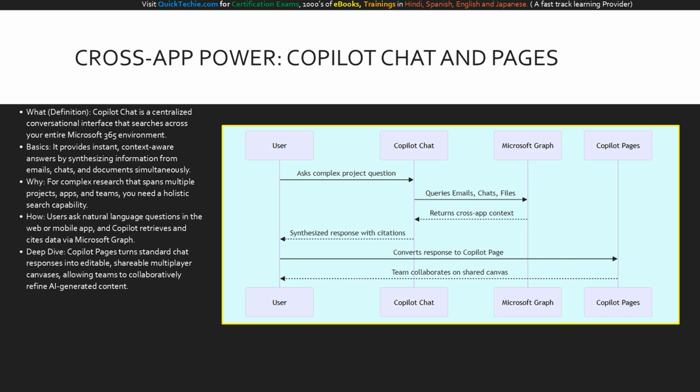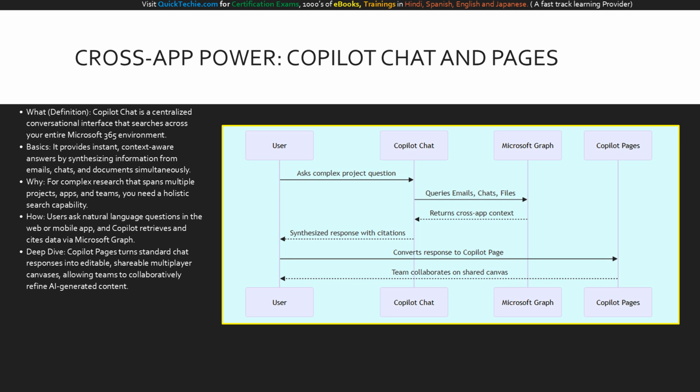This feature allows you to take an AI-generated answer from your chat and instantly turn it into an interactive, editable canvas. You can share this page with your team, transforming a solitary AI chat into a multiplayer collaborative workspace. Let's trace this cross-app journey using a sequence diagram.